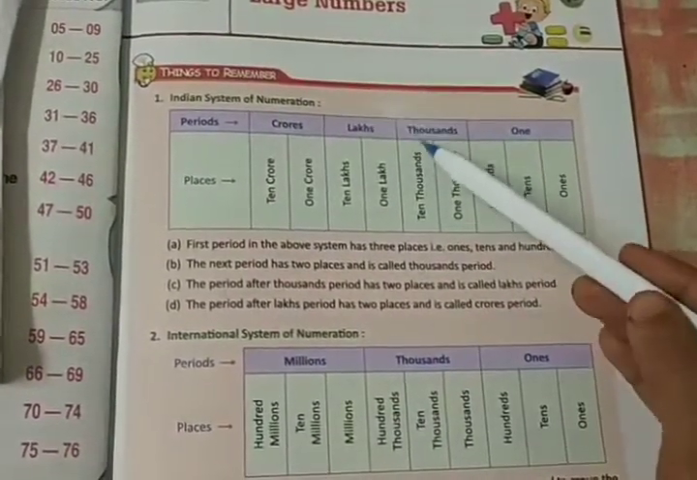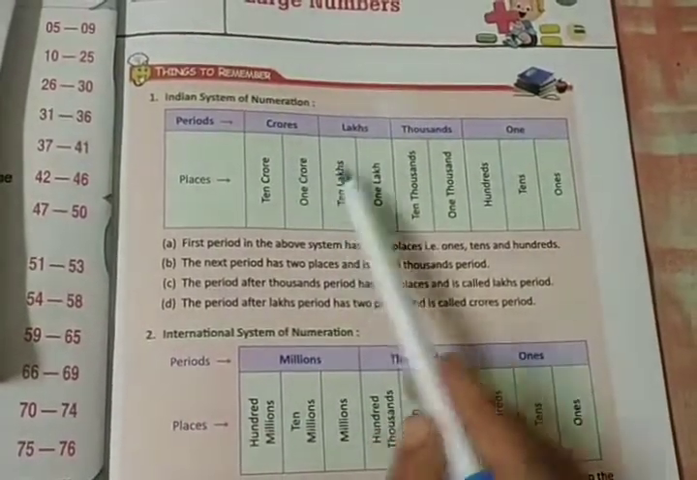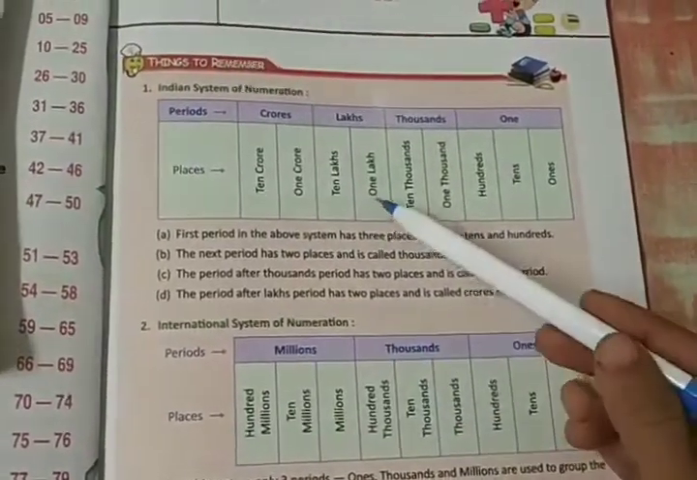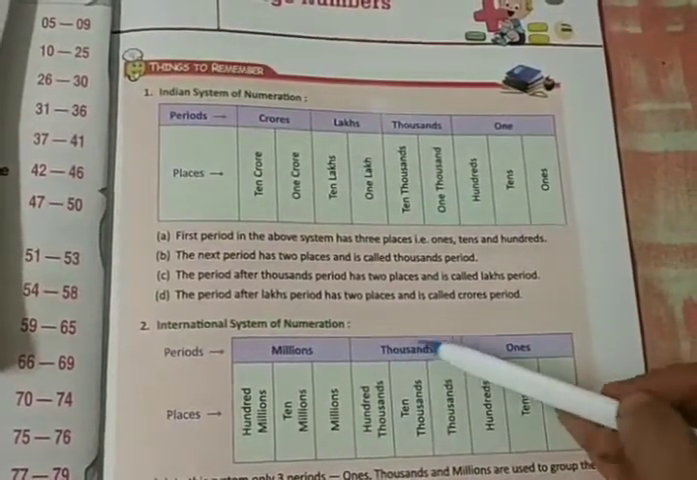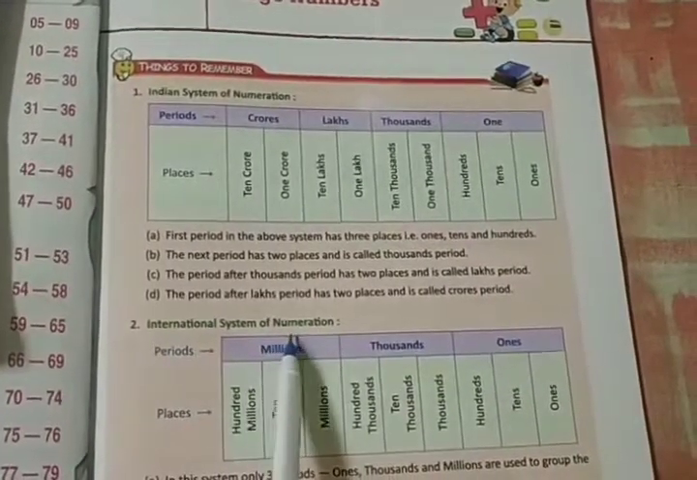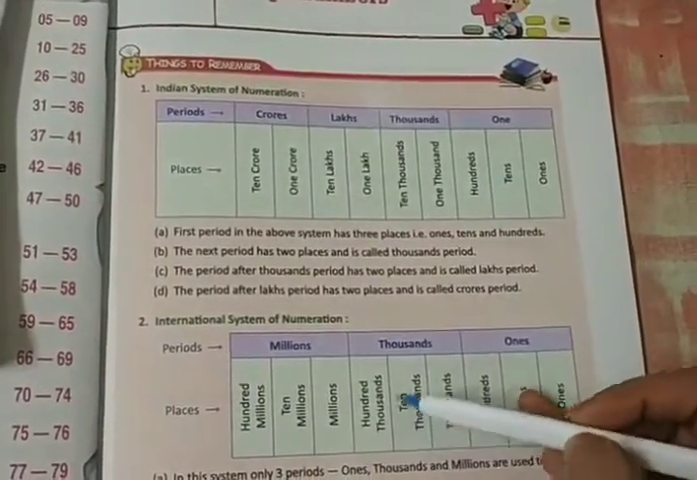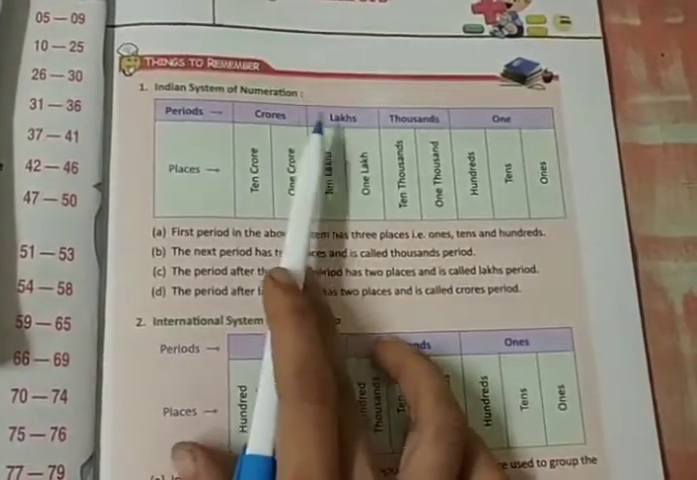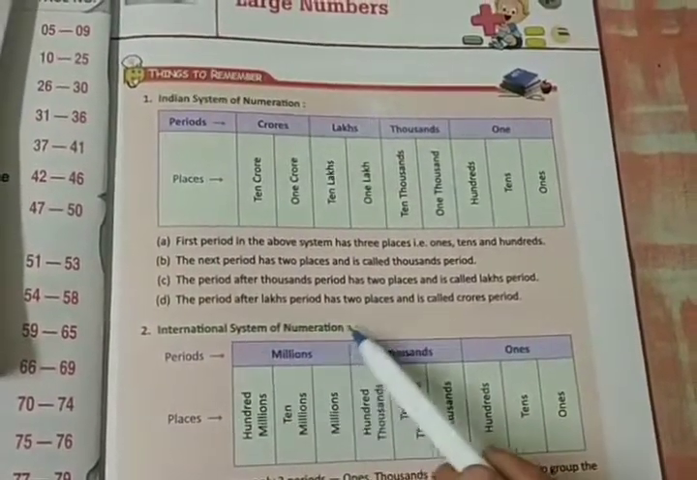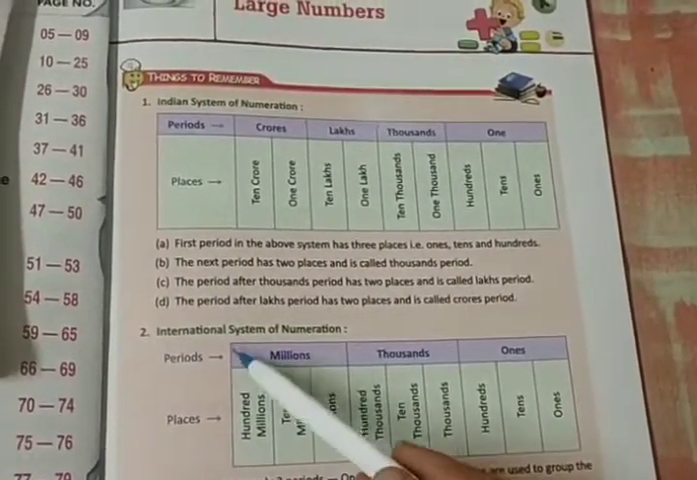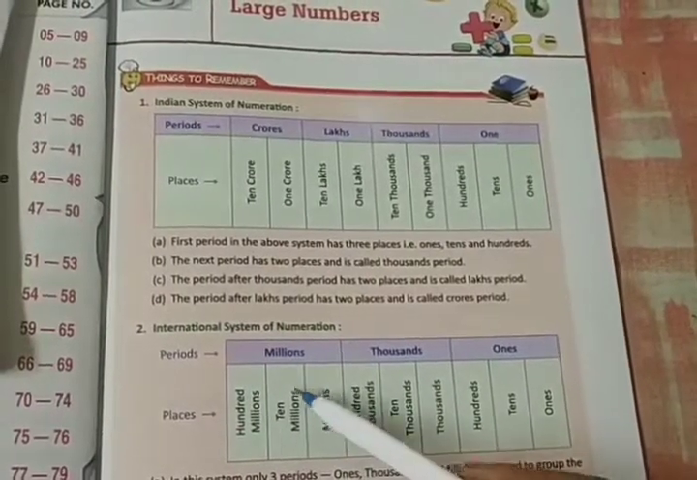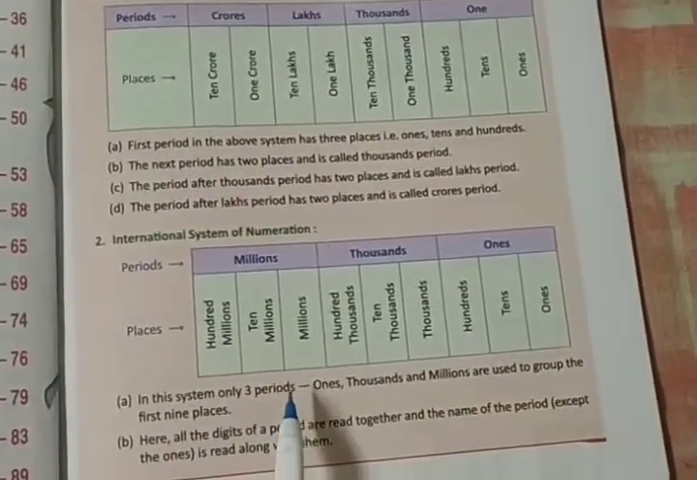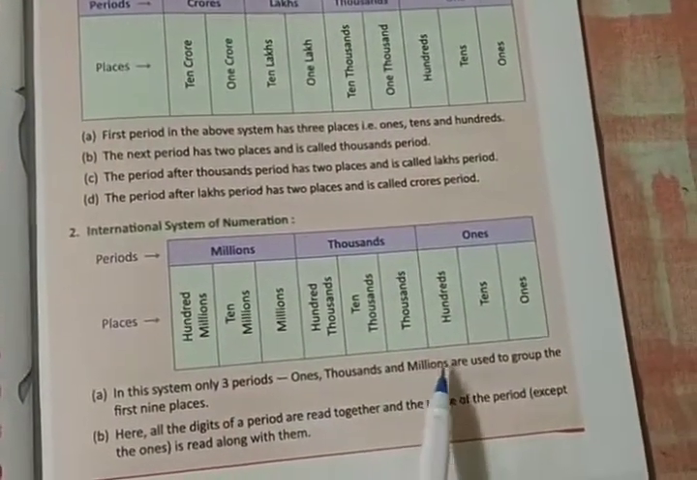In the Indian system, after 10,000, you have the next period, which is 1 lakh. But in the international system, after 10,000s, 1 lakh is also under the thousands period, and it is 100,000s. And next comes the millions period. Here we have lakhs and then crores, but they don't have that. They have the millions period, with millions, 10 millions and 100 millions. So in this system, there are only three periods: ones, thousands and millions.